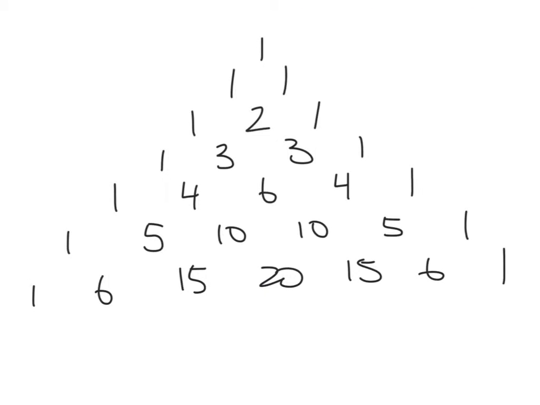Here's our Pascal's triangle. Maybe I was using this for another one. We'll see. 0th row, first row, second row, third row, fourth row, fifth row, sixth row. So notice how the number pops up, whatever row number it is.